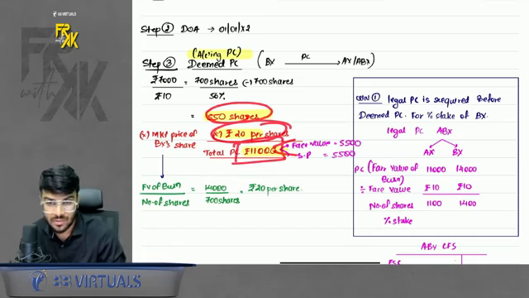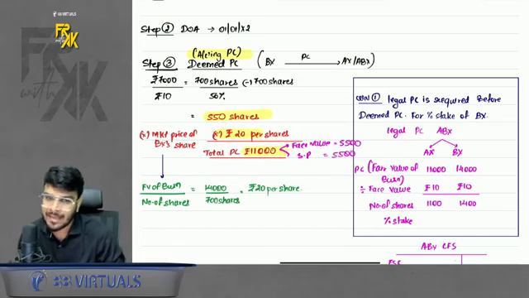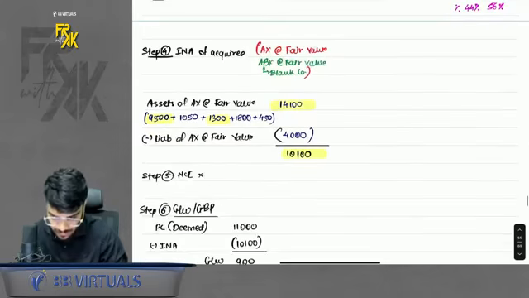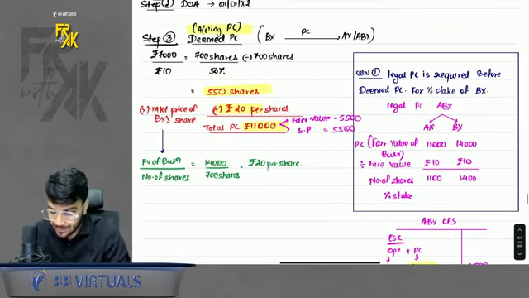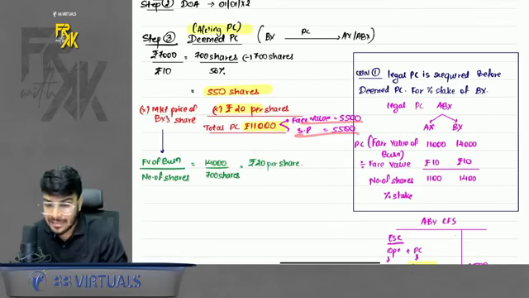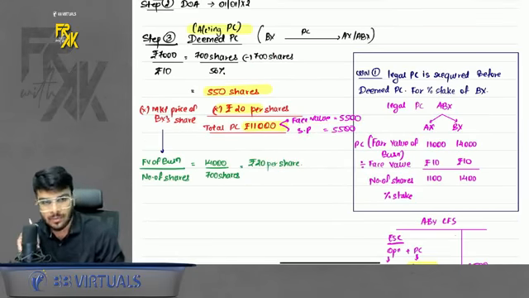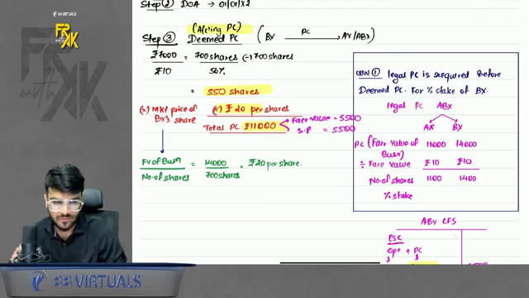You can do the bifurcation of face value and premium. Here ICAI has done the bifurcation. Anyways, in some cases ICAI did the bifurcation, in some cases ICAI did not do the bifurcation. I feel in exam you should always give the bifurcation of face value and premium.